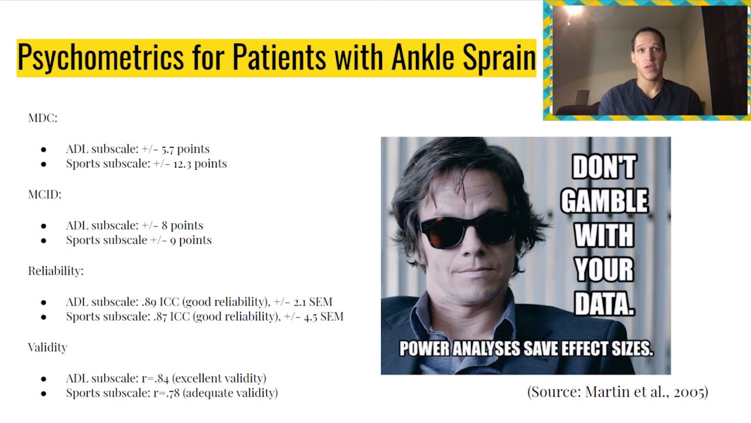Onto MCID, the minimal clinically important change for the ADL subscale is 8 points, and the MCID for the sports subscale is 9 points. When looking at reliability, the intra-class correlation coefficient is 0.89 for the ADL subscale and 0.87 for the sports subscale. Both of these have good reliability due to the ICC being in that 0.75 to 0.9 range. And last, we have validity. The correlation coefficient of the ADL subscale is 0.84, which is considered excellent, and the correlation coefficient of the sports subscale is 0.78, which is considered adequate.